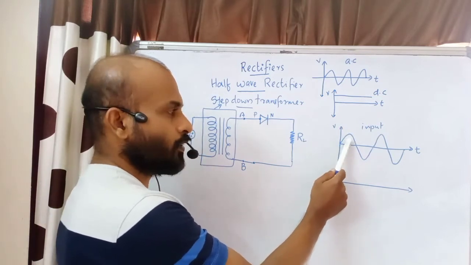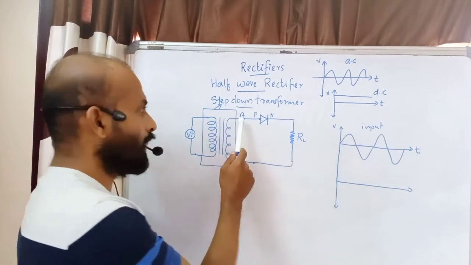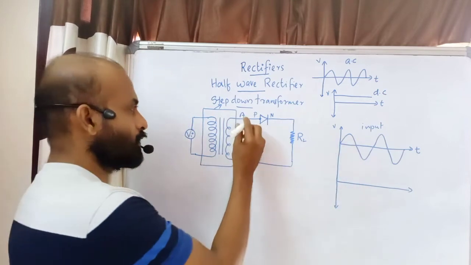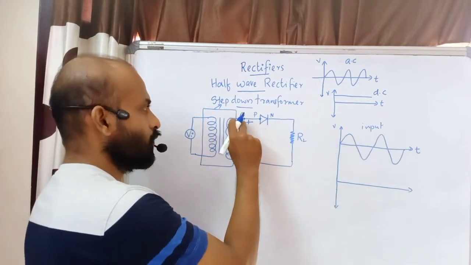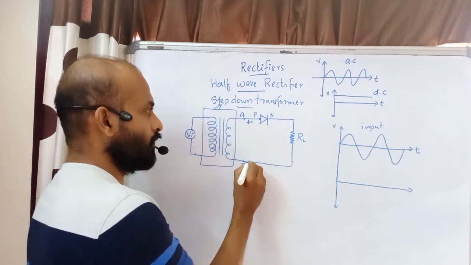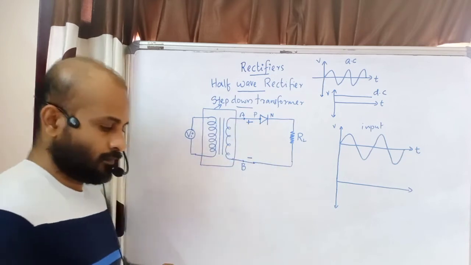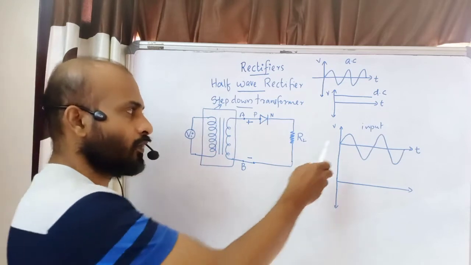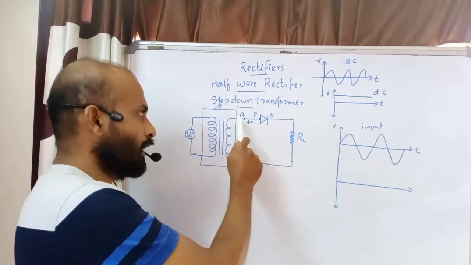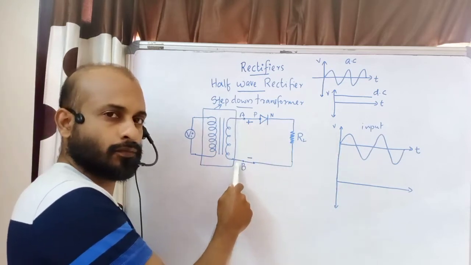So first, the positive peak of the input. Let end A be positive. I assume that end A is positive. If end A is positive, what will be end B? End B will be negative. So during this positive half cycle, I consider end A positive and end B negative.